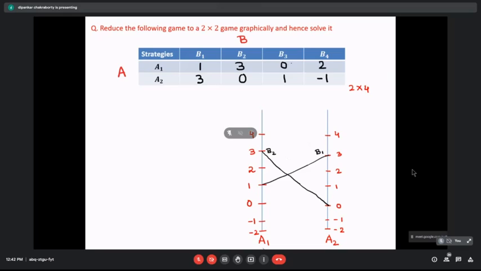Similarly, the B3 strategy joins the point 0 from A1 and 1 from A2. So 0 and 1. Please remember that if it is 0 on A1, then I have to start with this and end here. Okay?